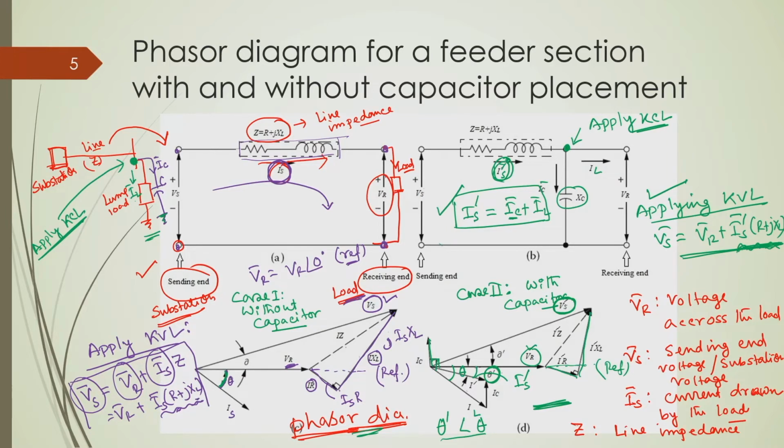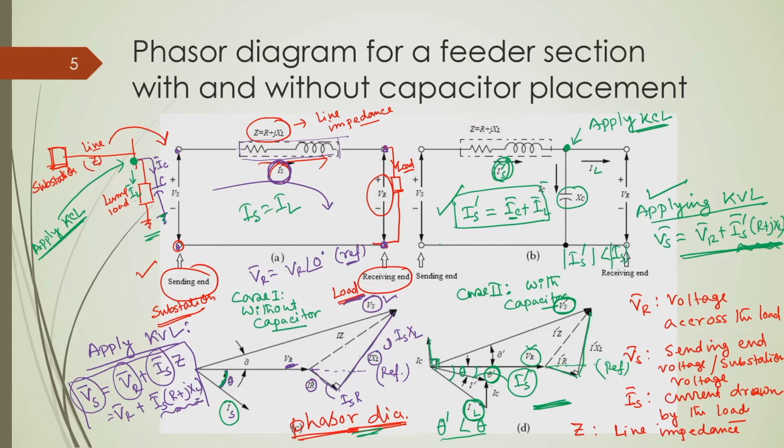But apart from that, you can see this was the load current before placement of the capacitor, and this is the load current, which remains the same, because the load is drawing the same current, but the effective load current becomes I s dash now. Previously, I s was equal to I L. Now, I s dash is not equal to I L, and if you look at this phasor diagram, magnitude wise this I s dash is lower than I s.